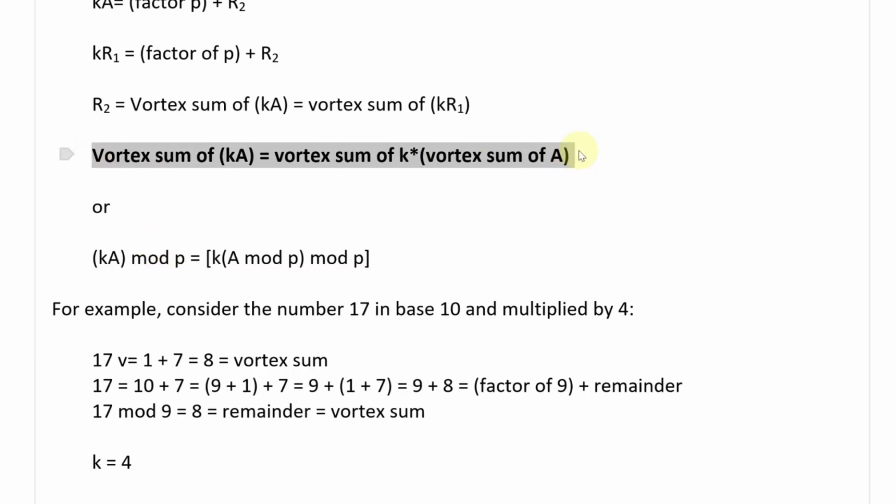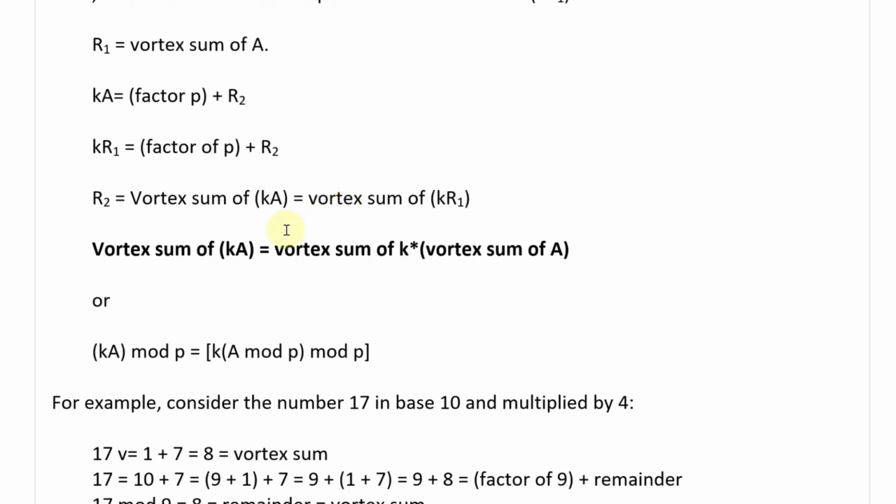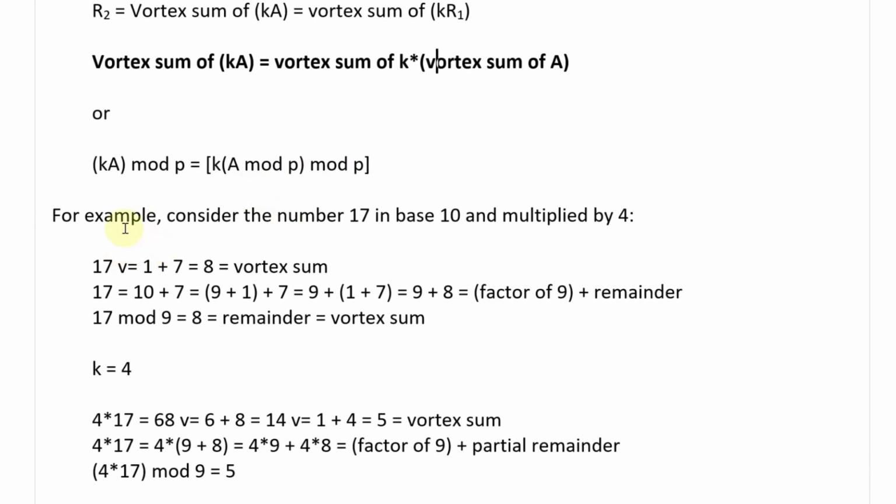So yes, it's fascinating stuff. So in other words, the vortex sum of a multiple K times A is equal to the vortex sum of just K times the vortex sum of A. And there was a remainder. So, for example, and this will be very, very useful, and this is actually pretty much the cause of most vortex math patterns, as I will go over soon.